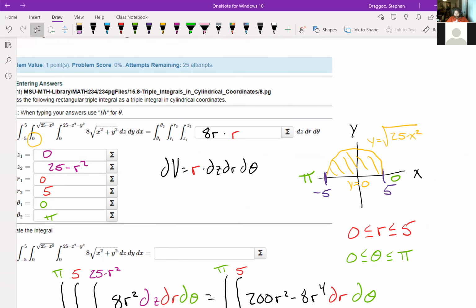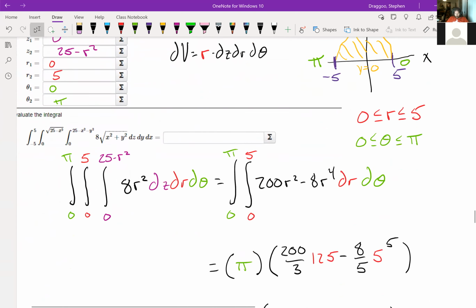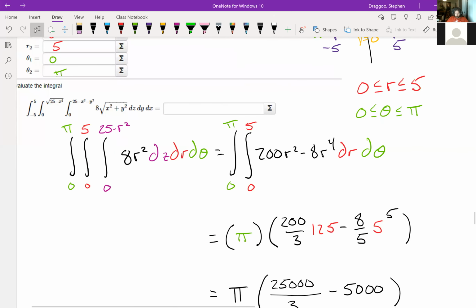But with the other pieces, r is going to go from 0 to 5, from the origin out to the edge of the circle. Theta, again, we just talked about 0 to pi, and then do that integral out.